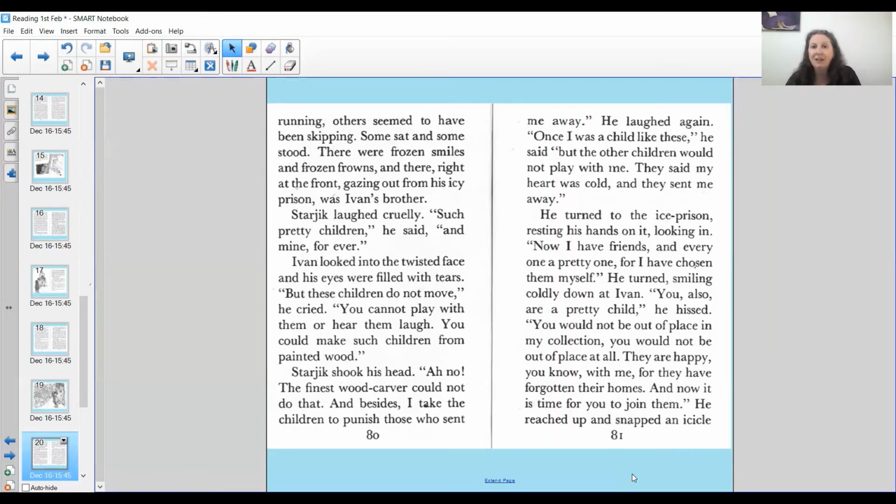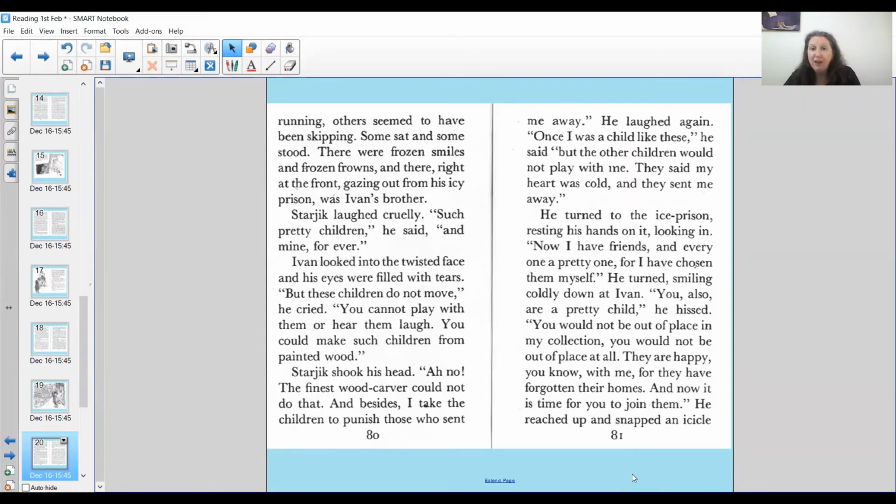He laughed again. "Once I was a child like these," he said, "but the other children would not play with me. They said my heart was cold and they sent me away." He turned to the ice prison, resting his hand on it, looking in. "Now I have friends and everyone is a pretty one, for I have chosen them myself." He turned, smiling coldly down at Ivan. "You also are a pretty child," he hissed.